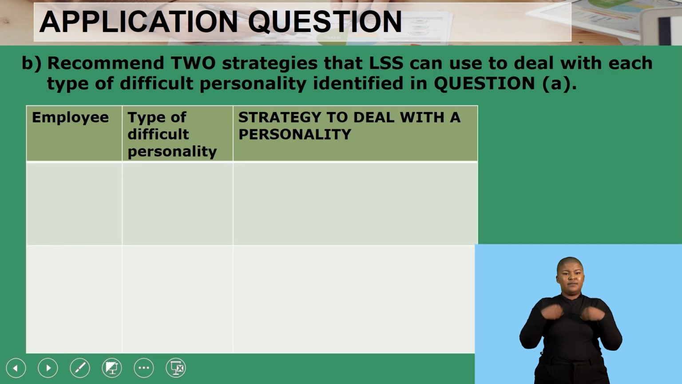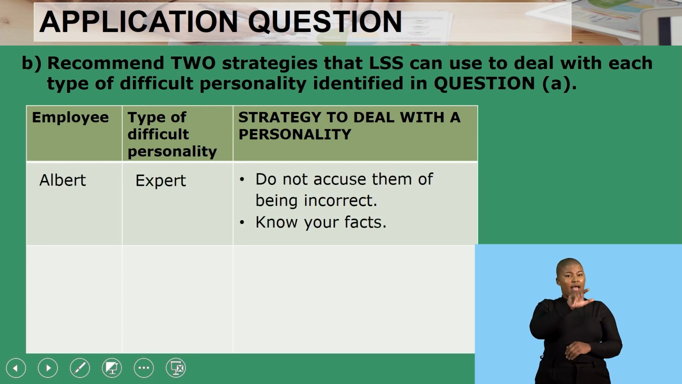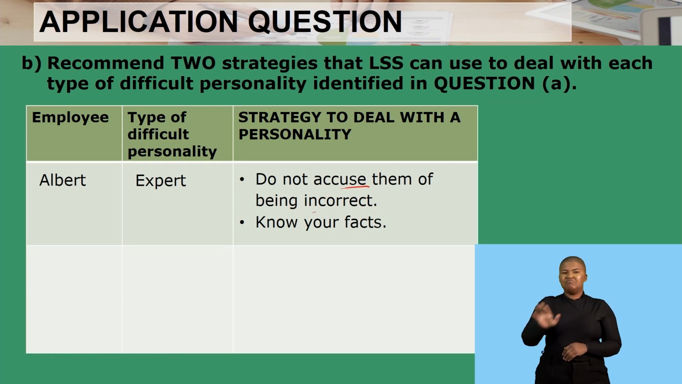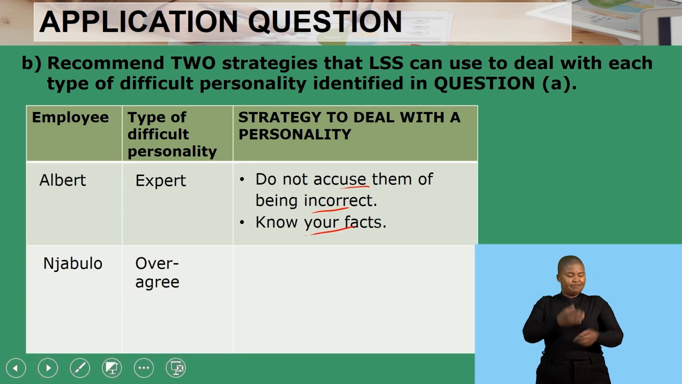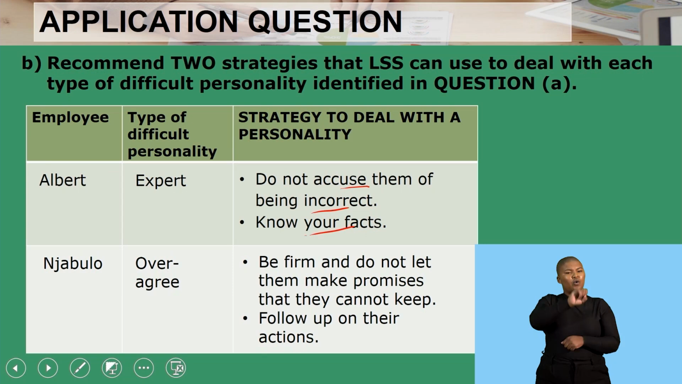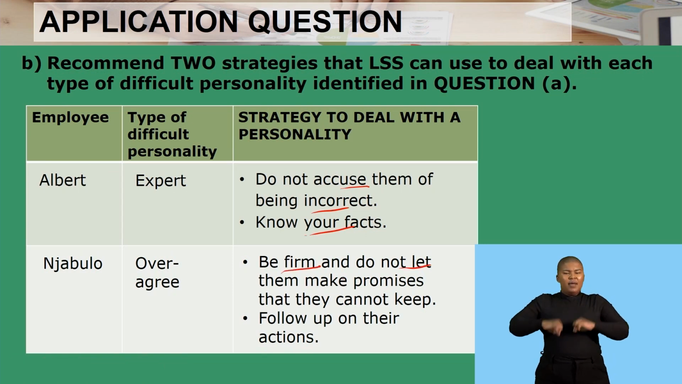Then let us look into how to deal with such personalities. Albert is an expert. How do you deal with such? Do not accuse an expert of being incorrect, and know your facts. And when you're looking at Njabulo, the over-agreer, be firm and do not let Njabulo make promises that they cannot keep, and follow up on his actions so that he can complete whatever he has agreed to do.